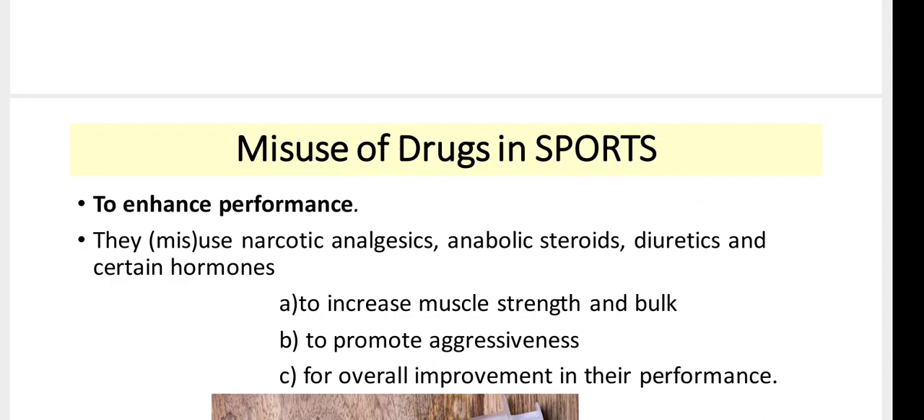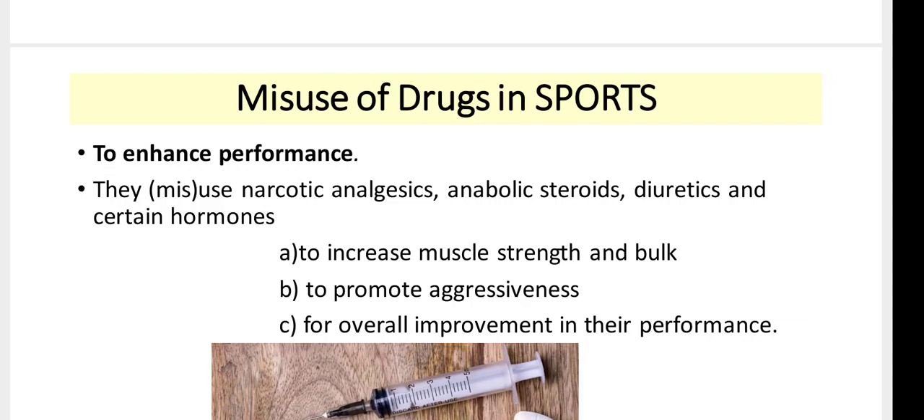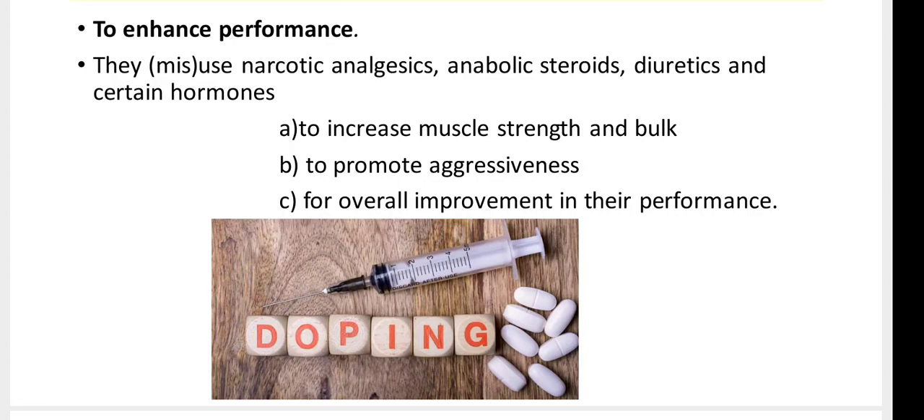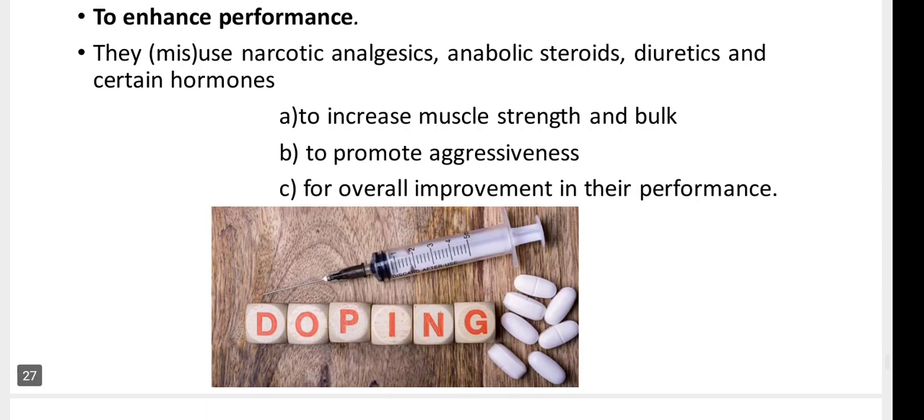Misuse of drugs in sports. A number of athletic people take them for enhancing their performance. They misuse narcotics, anabolic steroids, diuretics, and certain hormones to increase their muscle strength and bulk, to promote aggressiveness, and overall improvement in their performance. That is why for any kind of athlete, in any big competition sports like the Olympics, a doping test is done, a narco test is done for those people.